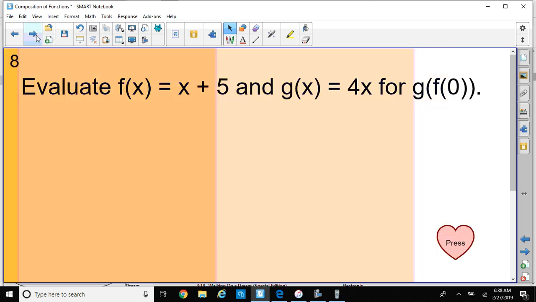Here's a question for you. This time we have two functions and we're going backwards again.